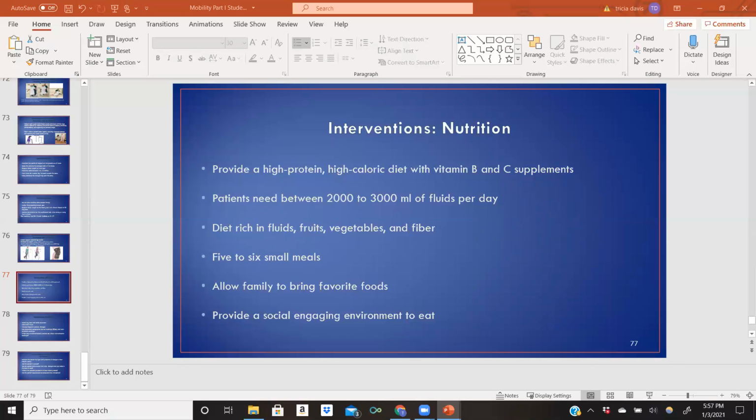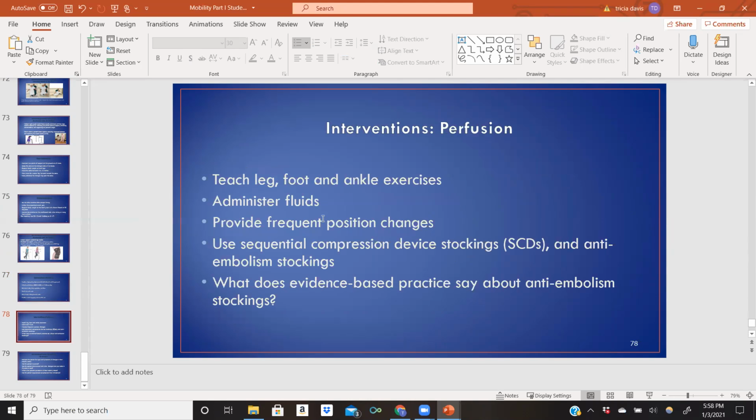And then you want to provide a social, engaging environment to eat. So maybe your patient needs help setting up their tray. Maybe it's hard for them to do it. Go in and say, hey, Mr. Jones, I have your meal. Can I help you? Can I help set you up? What do you like to drink? Can I bring you any ice? Really work with the patient and try and make it as pleasurable as you can.